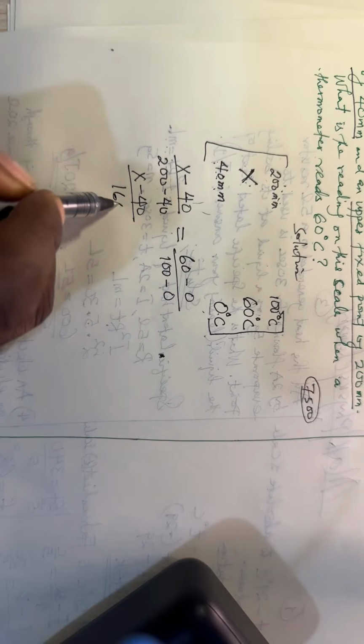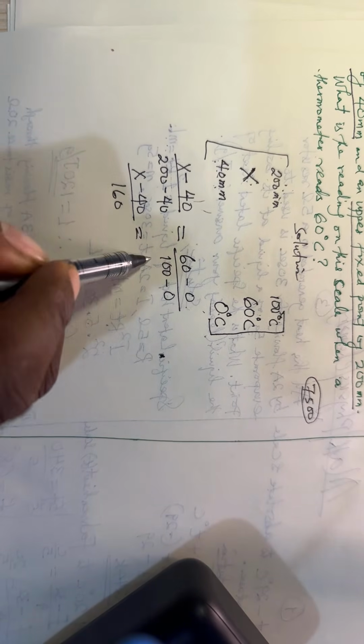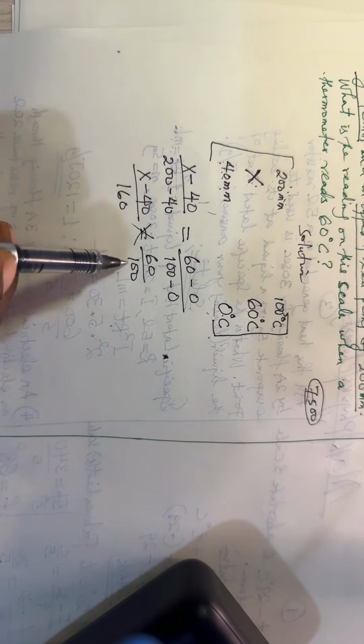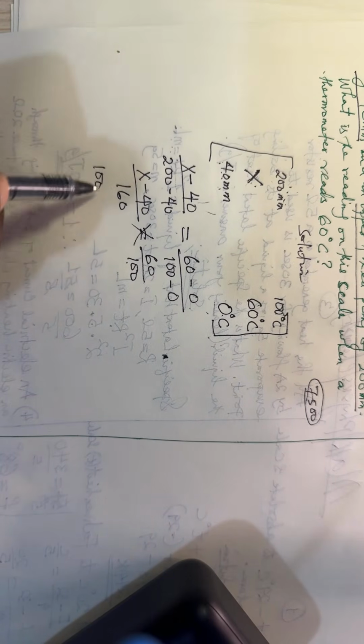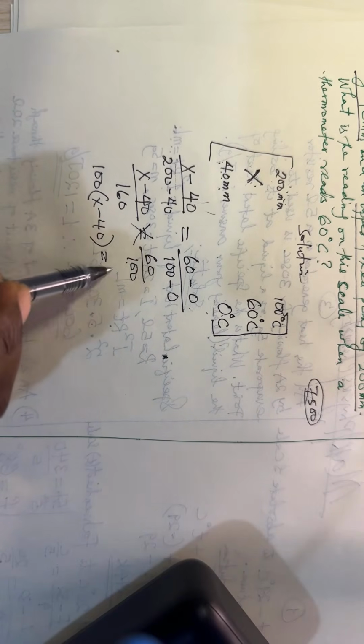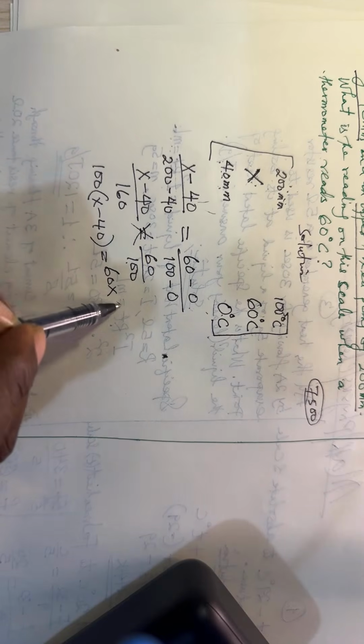Class, what is 200 minus 40? Somebody said 160. Let's plug in 160 there, equal to 60 minus 0, which is 60, over 100 minus 0, which is 100. Let's cross multiply. 100 will multiply these two things: 100 into X minus 40 equals 60 times this 160.